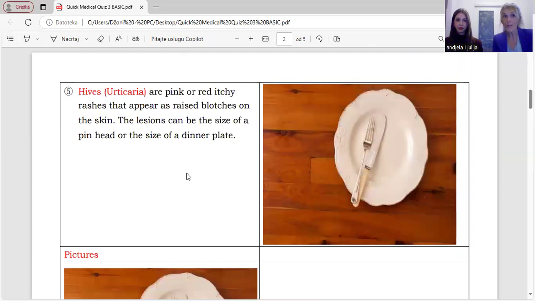And we have hives, or the medical term is urticaria. So this is probably the easiest one. Red itchy rashes, so when we scratch. And we have blotches, sort of changes in the skin, eruptions of the skin. It has some fluid in it. And lesions, so this is the word for sickness or a type of symptom. The lesions can be the size, so small to up to a dinner plate.